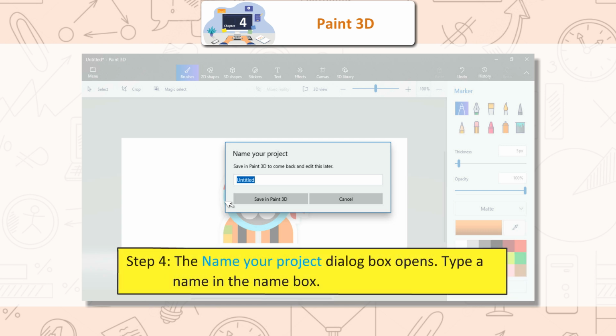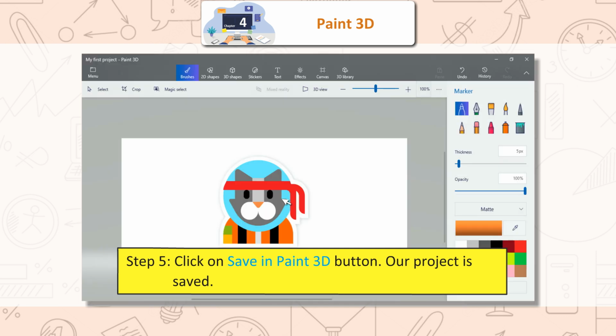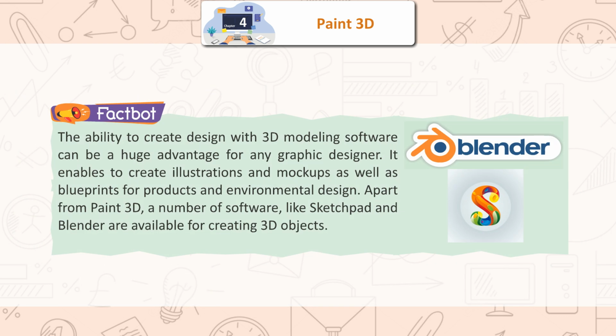Step 4. The Name Your Project dialog box opens. Type a name in the name box. Step 5. Click on Save in Paint 3D button. Our project is saved.